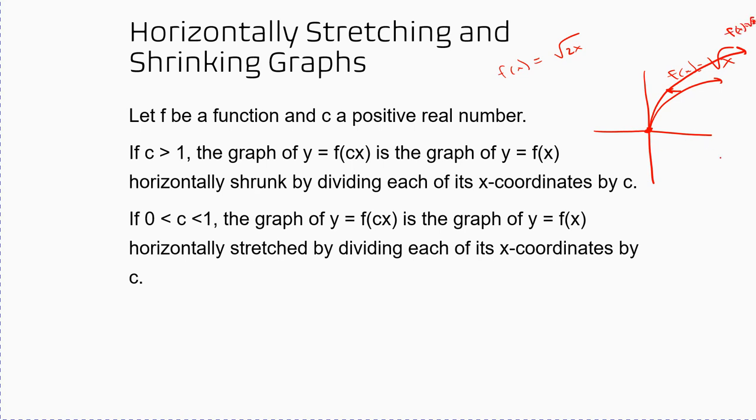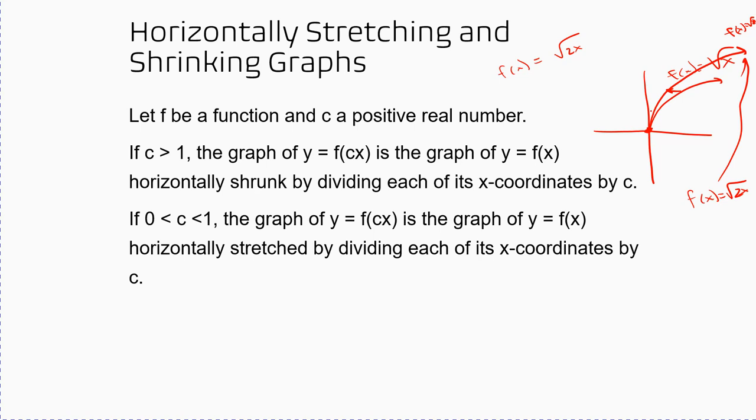A little bit of a typo, I'll move that. So this is f of x equals the square root of 2x. When c is greater than 1, it's like you're pulling the graph back towards in on itself.